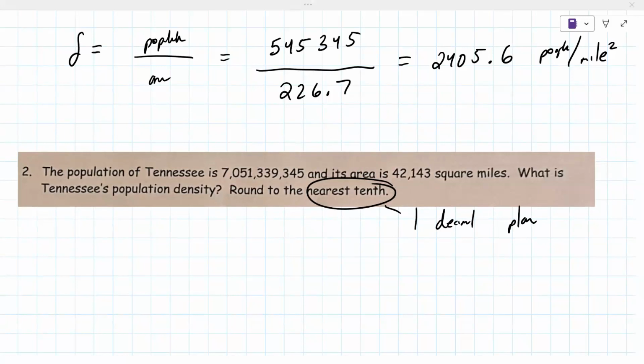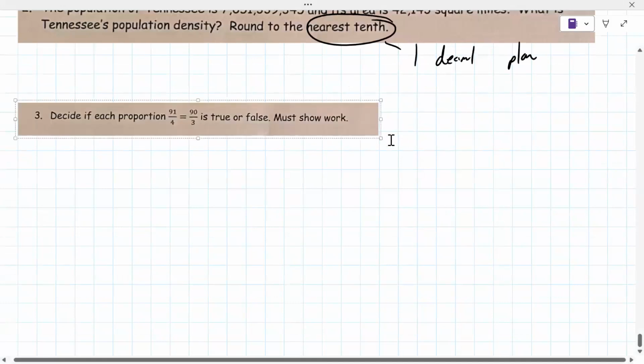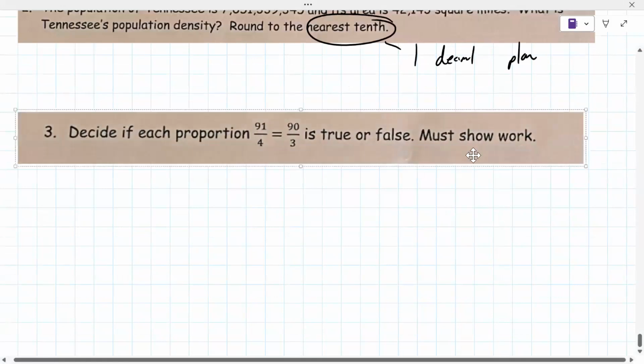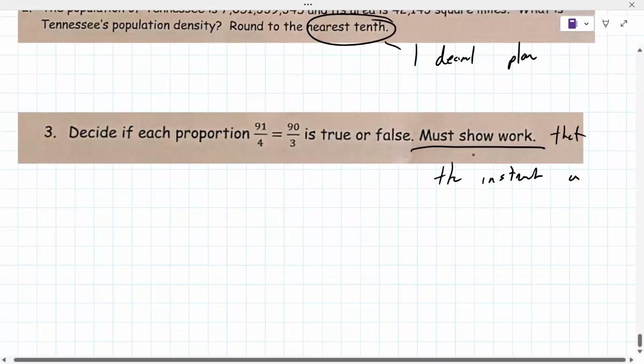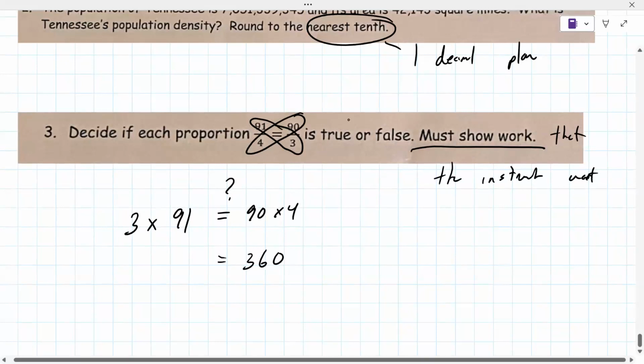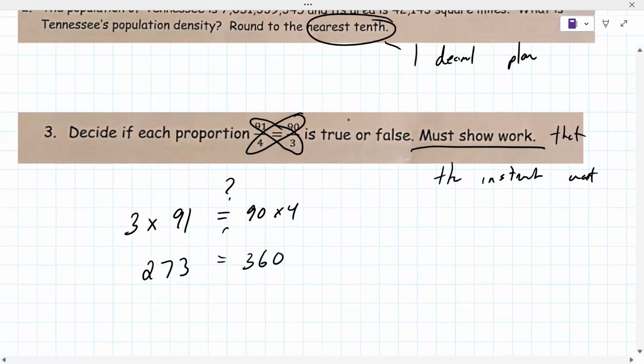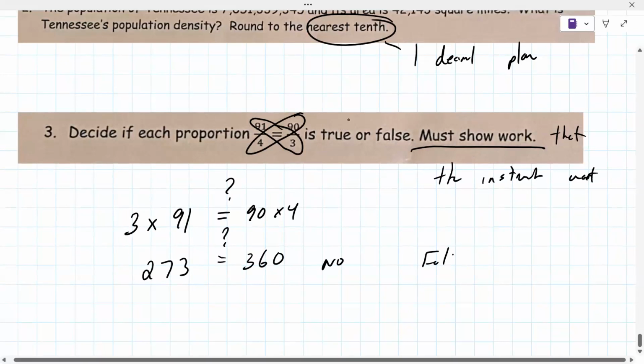For number three, there are a couple of ways to do this. When it says show work, it really means show the work that the instructor wants. If you have a problem like this from class, you'd want to do it the same way as the instructor. One way to do it is to diagonally multiply. I'm not saying this is what your instructor wants, but is 3 times 91 equal to 90 times 4? You will see that they are clearly not the same. The answer is no, so this is false.